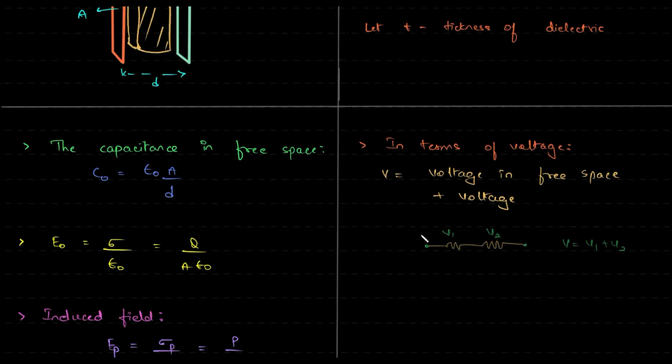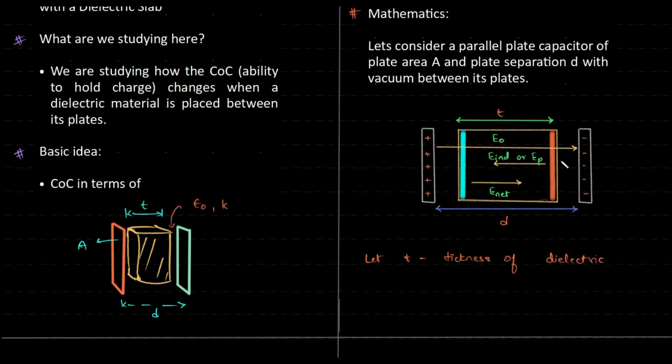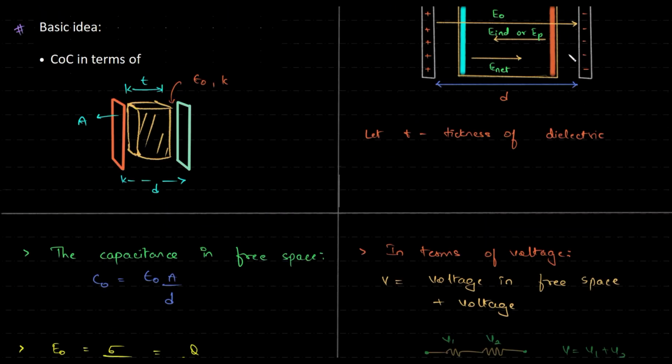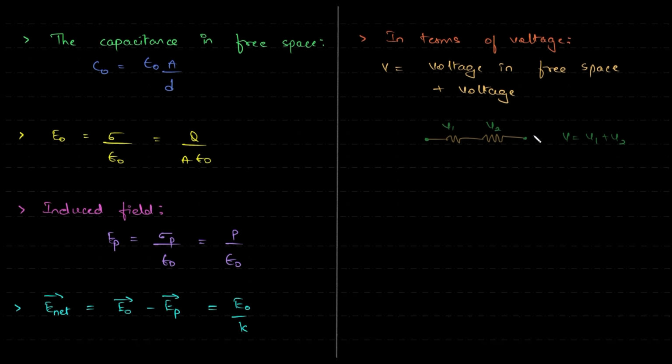So the voltage between the plates will be the voltage between the gaps plus the voltage that is existing between your dielectric. That's all. So free space is this empty space. Okay, guys. Plus the voltage in the dielectric. Some of you might be having this question, do we or don't we touch the dielectric? We can. It's an insulating material, right? We can.